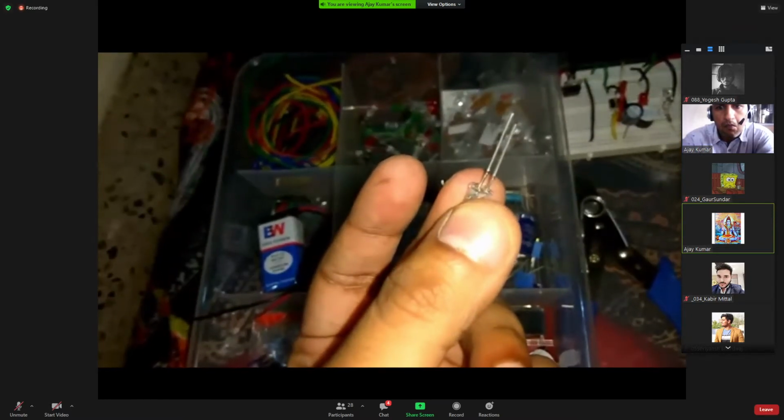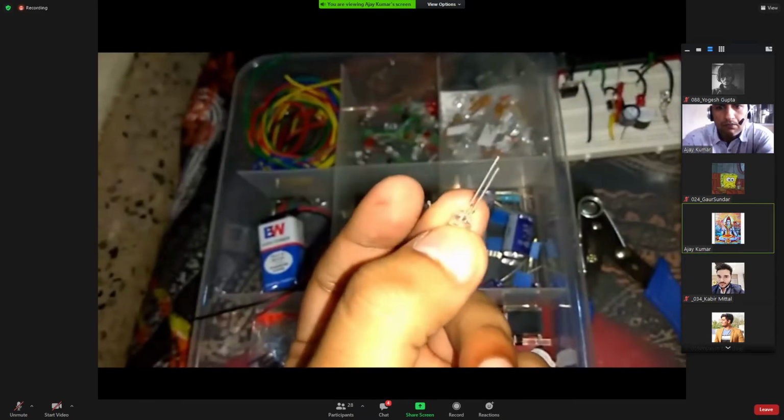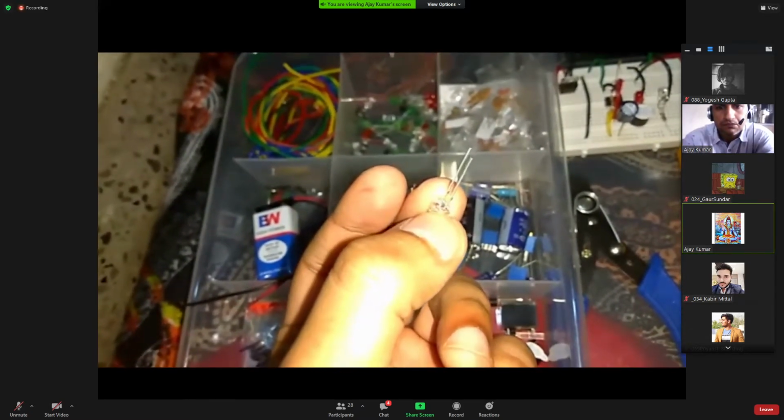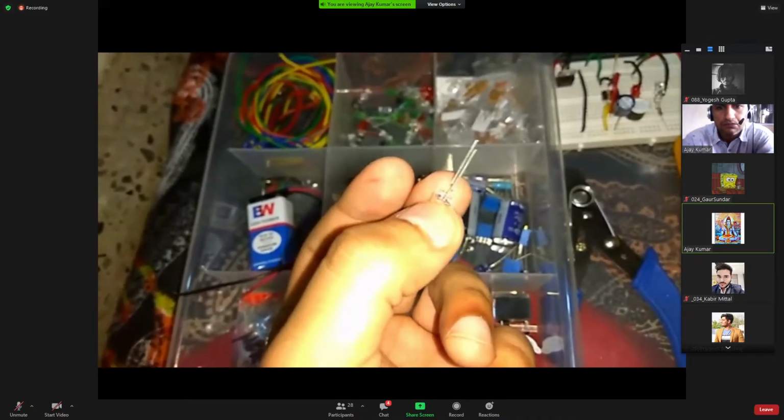See, from there it is flat. So the flat edge is the negative polarity, and the opposite one is positive.